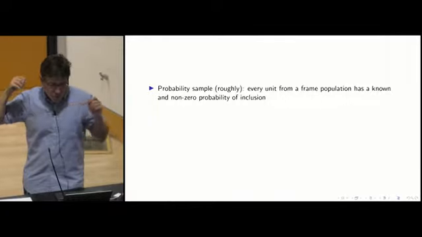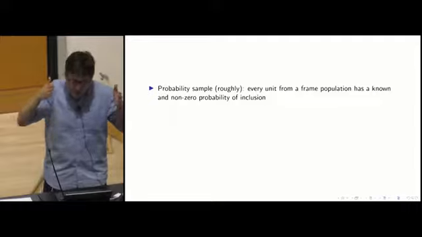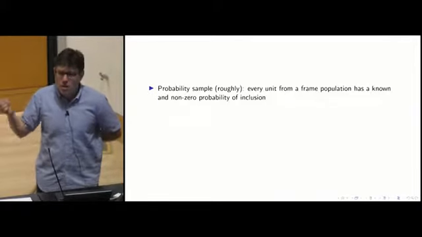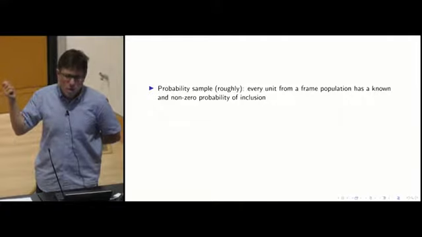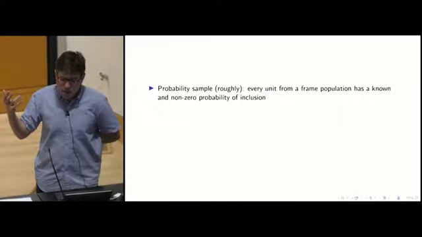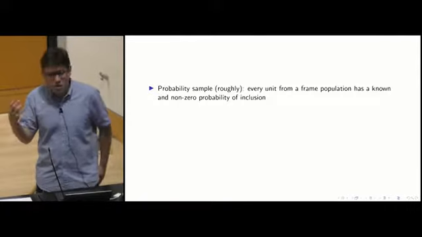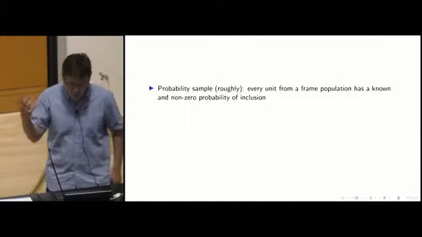So what probability sample, again, means is that every unit on the frame population has a known and non-zero probability of inclusion. The non-zero part is important here. This comes up a lot in digital things where people don't have access to the internet. Those people have zero probability of inclusion, and so you can never learn about them through this kind of mechanism.